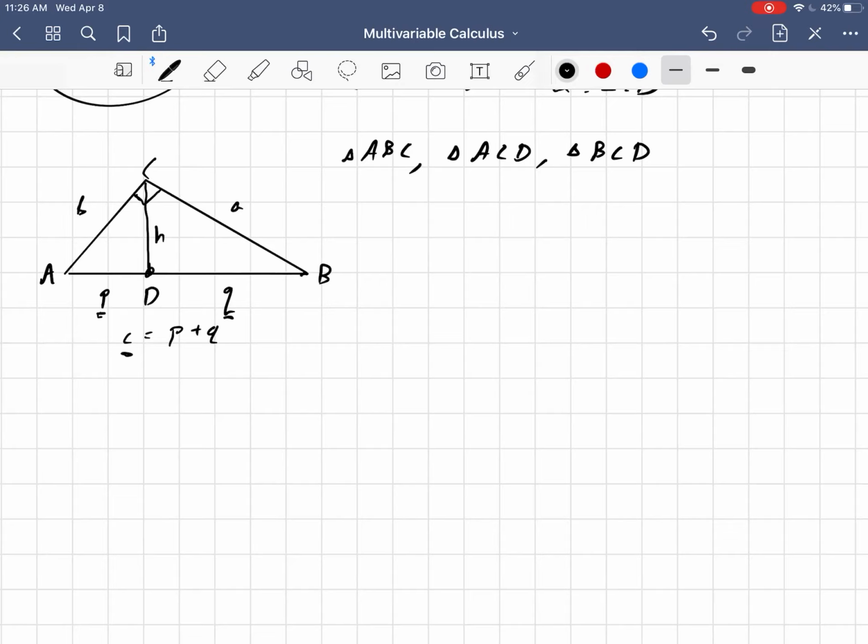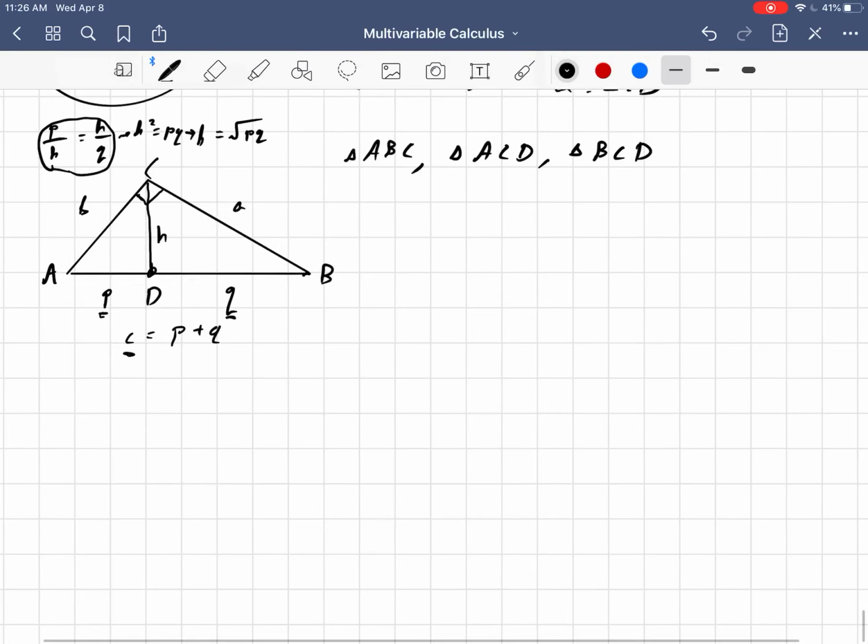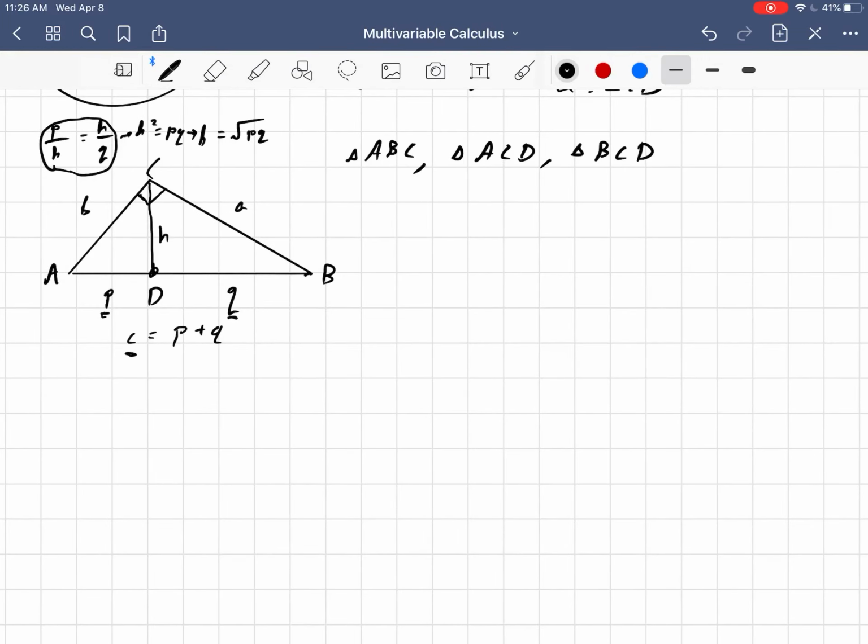What the geometric mean theorem says is that this length H is the geometric mean of P and Q. In other words, H is equal to the square root of PQ. Another way you might see it written is that P over H is H over Q. Those say the same thing because if you cross multiply, H squared is equal to PQ. You just see it written both ways. I use this way in my Pythagorean theorem proof.